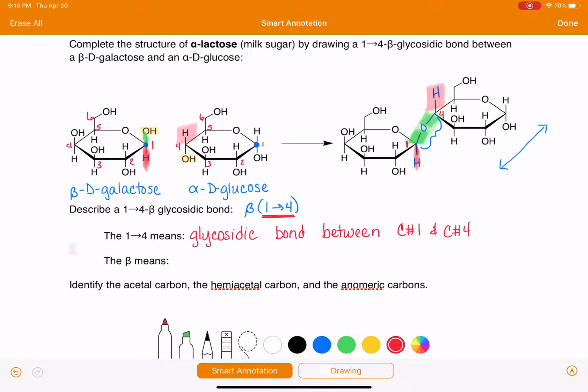And then what does the beta mean? So we talked about this already, and I'm going to give you a more sophisticated explanation of where the beta comes from in the names. It's a little bit fancier than the way that we described it in the previous example. Get you ready for the next disaccharide. So when we're trying to decide if a glycosidic bond is alpha or beta, we are going to ask ourselves, is carbon number 1 of the 1 to 4 anomeric? Is carbon number 4 anomeric?